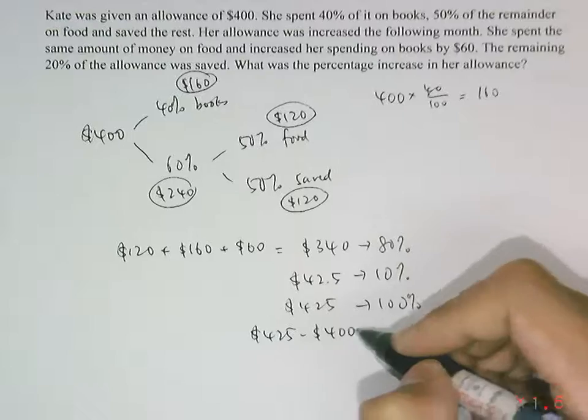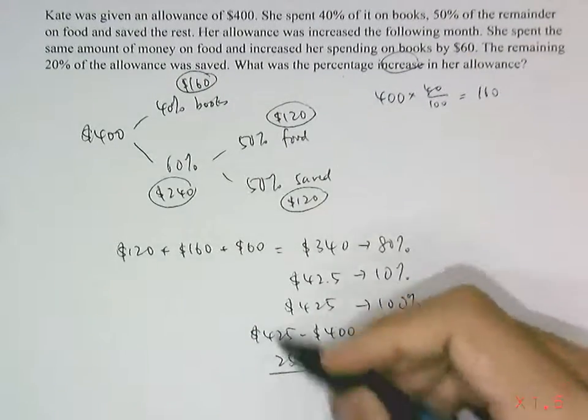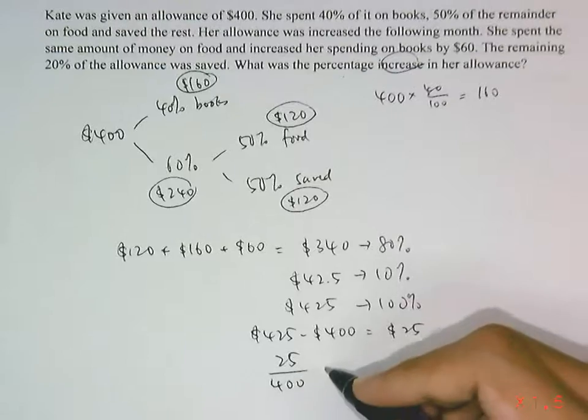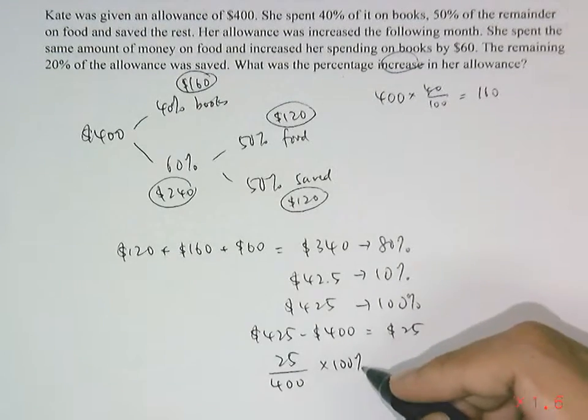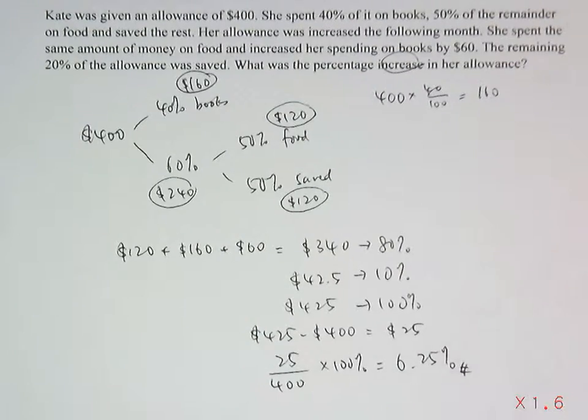So to find the percentage increase in her allowance, we first find the increased amount from 425, subtracting off the original 400. That will give an increase of $25. So percentage increase would mean that the increase is in the numerator over the original, which is 400, and multiplying by 100%, which will give our answer of 6.25% increase.